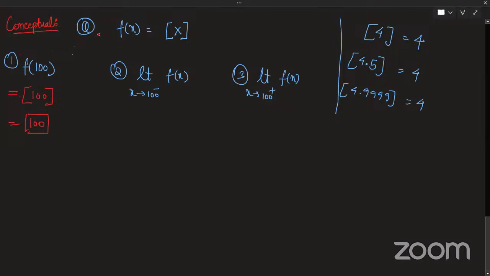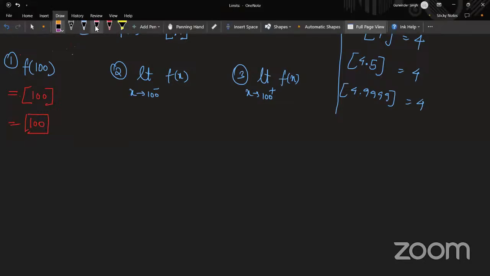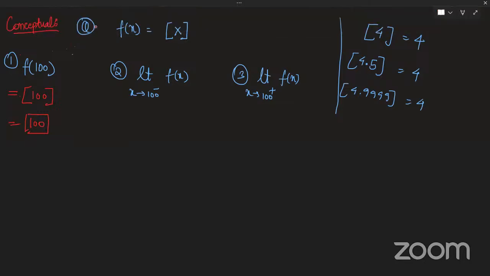Okay, so first moving on to the third part. So it is limit x tending to 100 plus f of x. Pay attention a little bit. This is my 100. And I'm asking you to move to which side? Am I asking you to move to the right side or the left side? Right side. Okay.